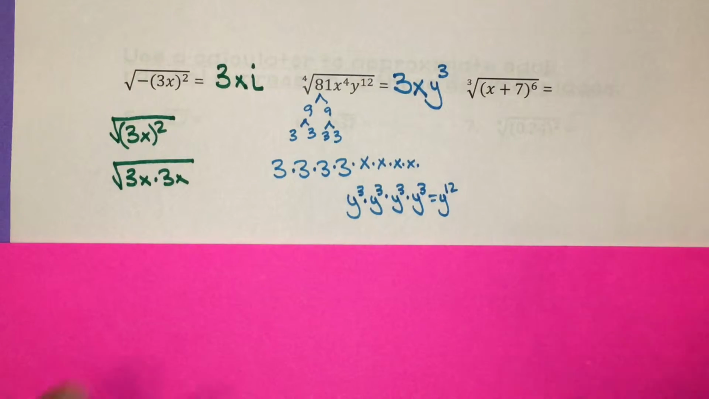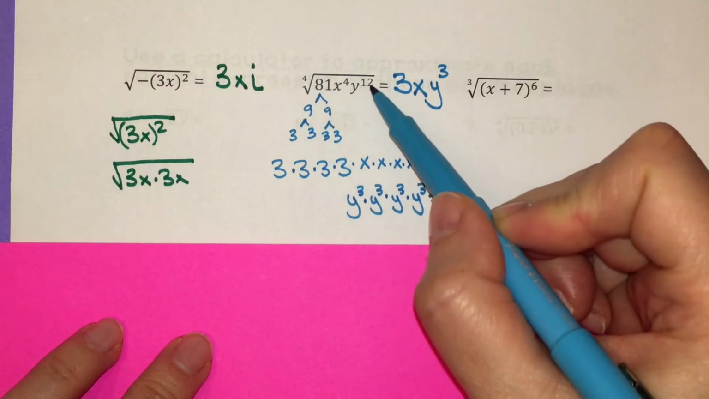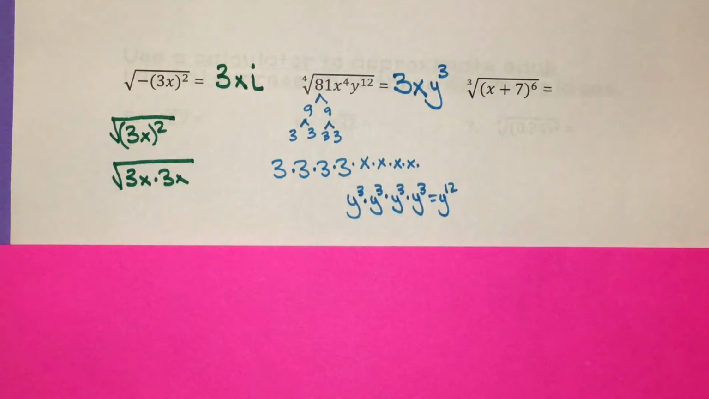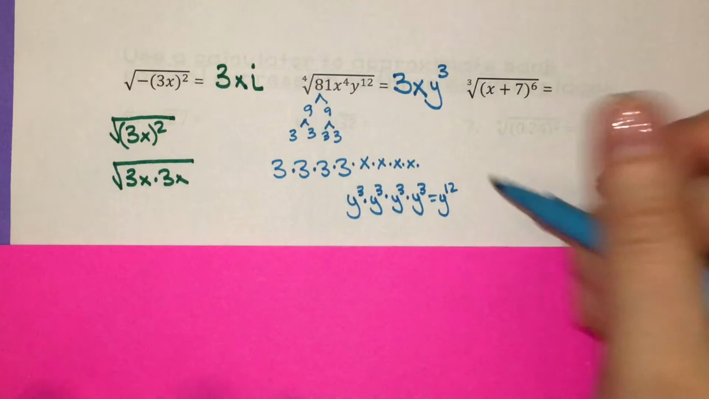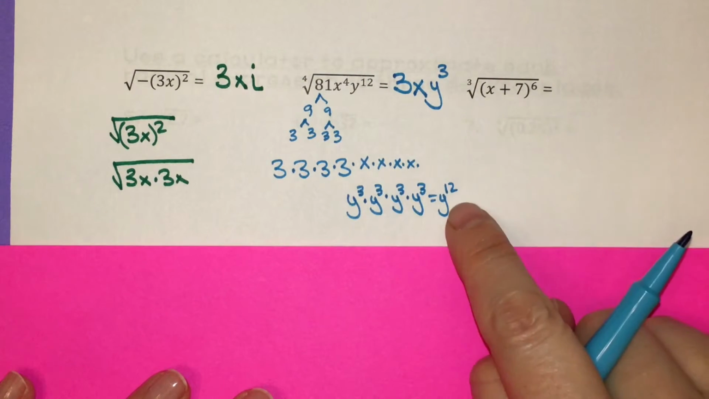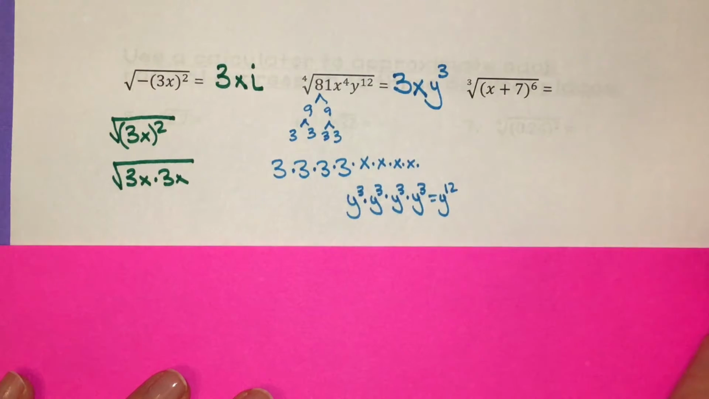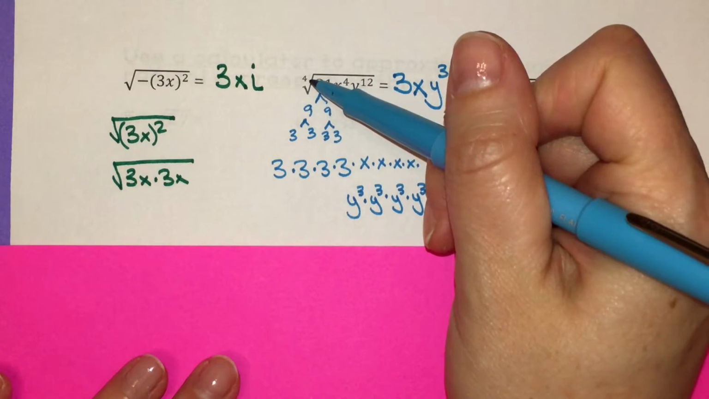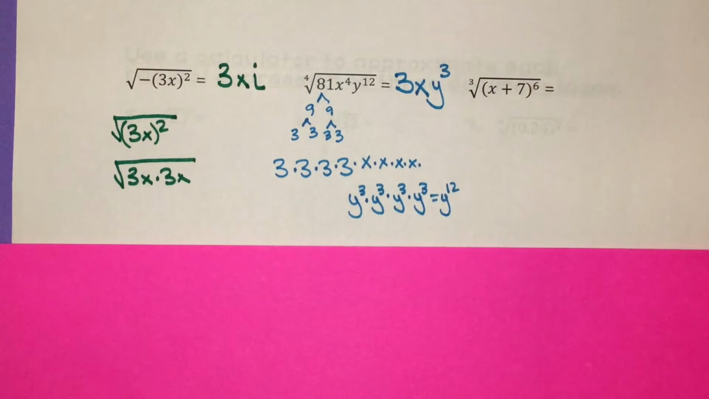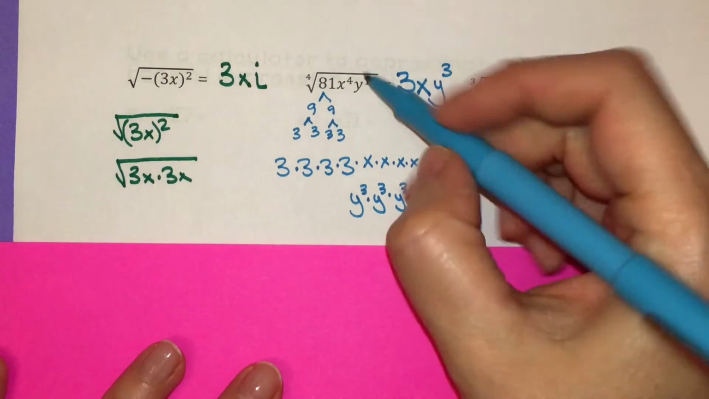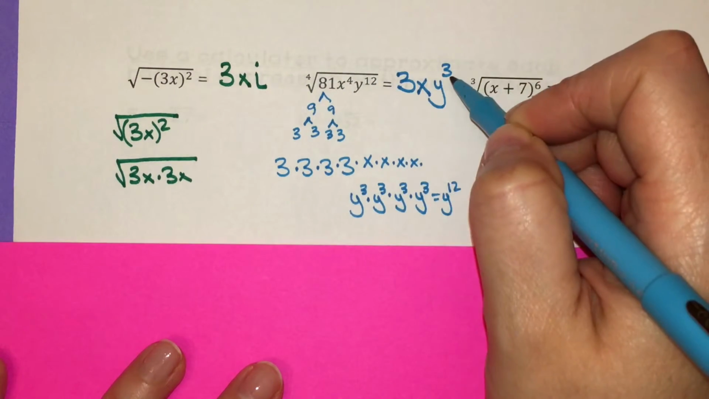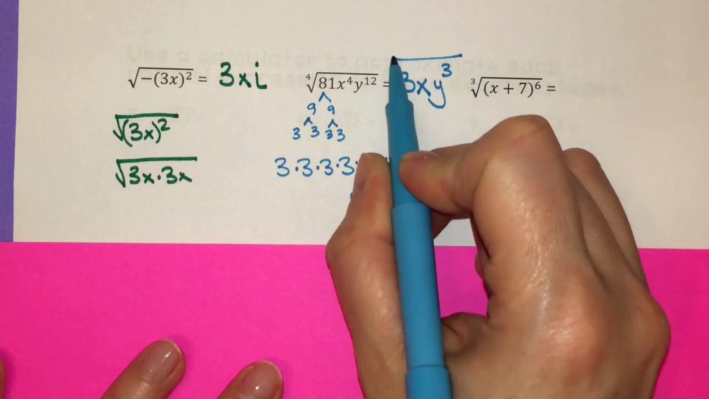That works as long as it divides in evenly. If it doesn't, you have to figure out something else to go. Something else will stay underneath the radical. But right now we're just dealing with perfect squares, perfect cubes, so we don't have to worry about that yet. As long as you can divide it evenly, you just pull that out. So here's our answer.